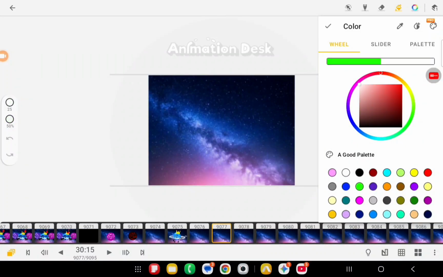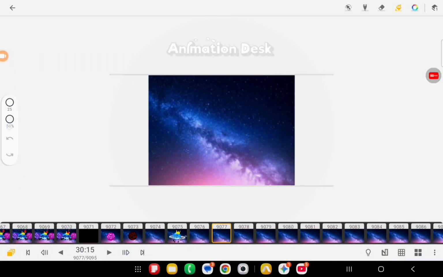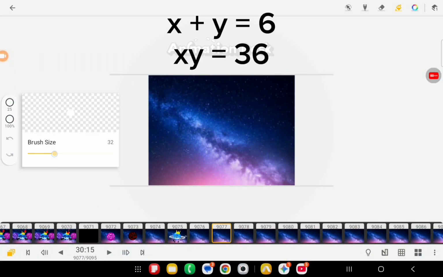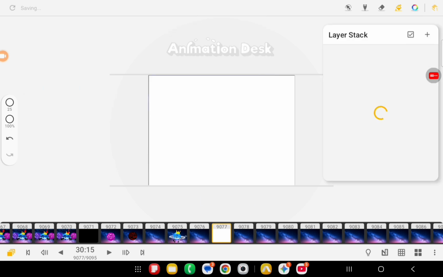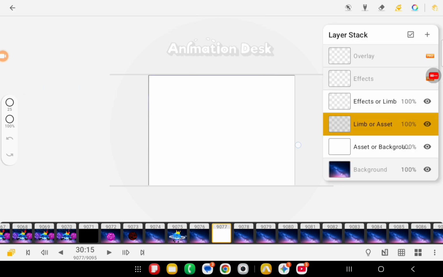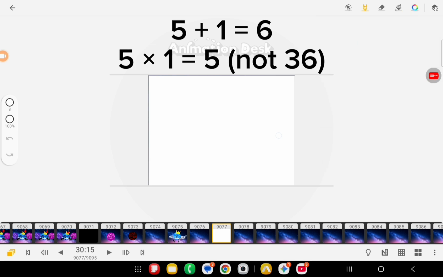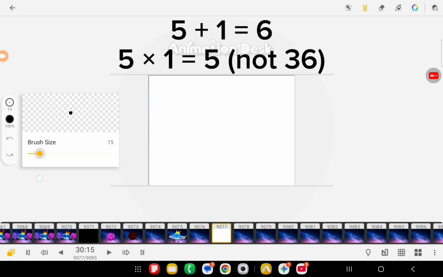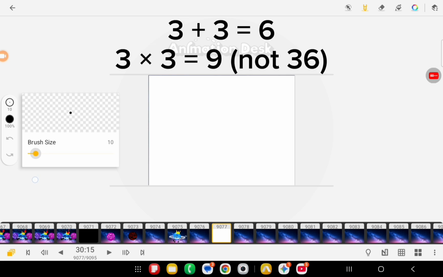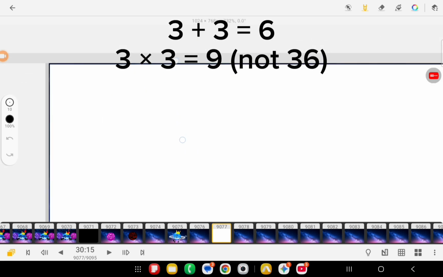Today I am going to show you why there are no real solutions to satisfy two equations, which are x plus y equals 6 and xy equals 36. One way people would try is to test integers and see if the equations are true, like 5 and 1, which adds to 6 but multiplies to 5, not 36. Some try 3 and 3, which is indeed 6, but it multiplies to 9.